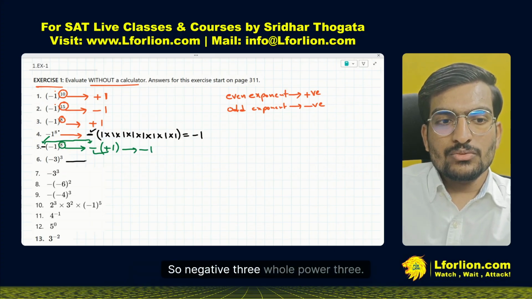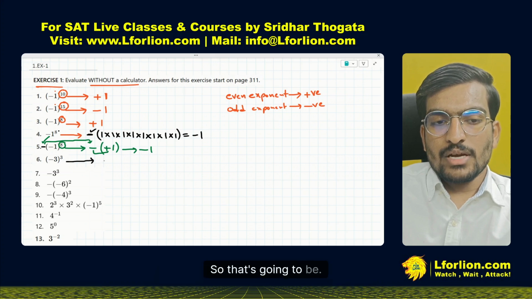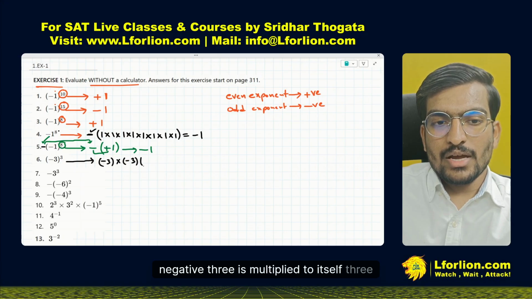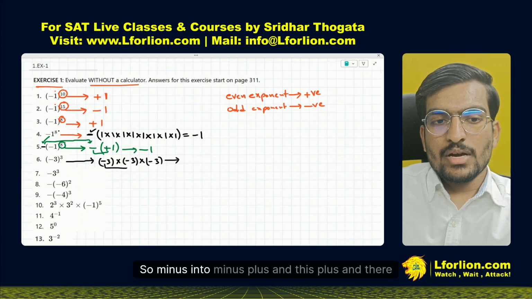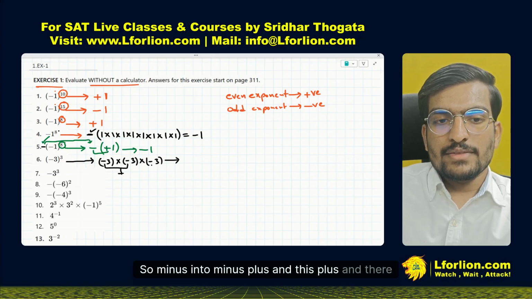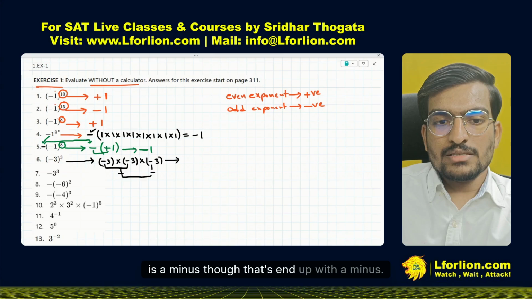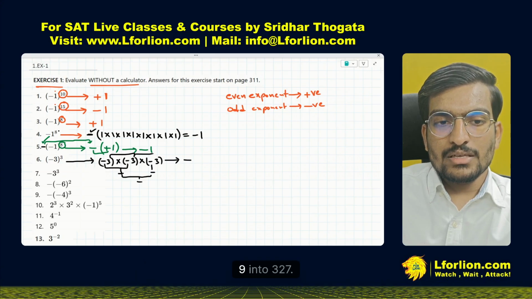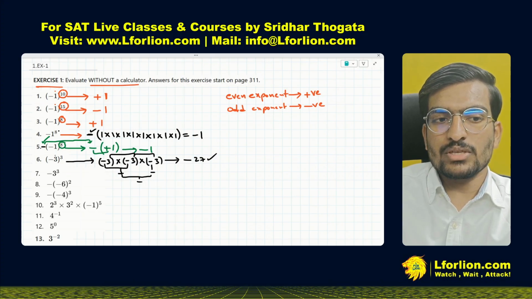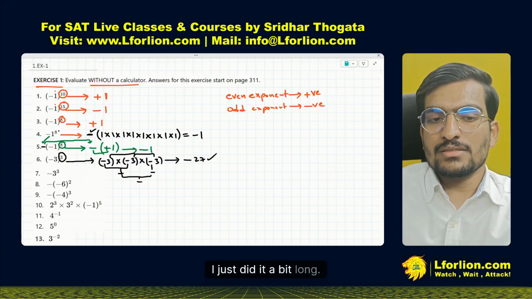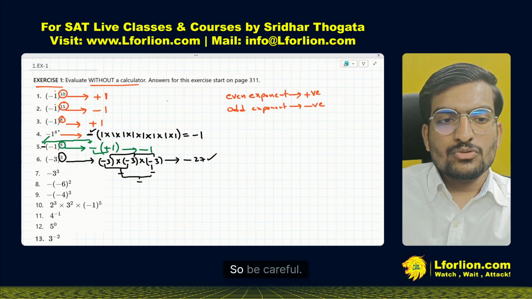So, negative 3 whole power 3. What is the meaning of that? If the exponent is 3, negative 3 is multiplied by itself 3 times. So this is what we get. Minus into minus is plus, and this plus with the minus ends up as minus. So minus 3 into 3 is 9, 9 into 3 is 27. So negative 27 is the answer. Or else you can directly do 3, 3, 3, 27, and with an odd exponent it's going to be negative 27. I just did it a bit long. That's fine. So be careful.